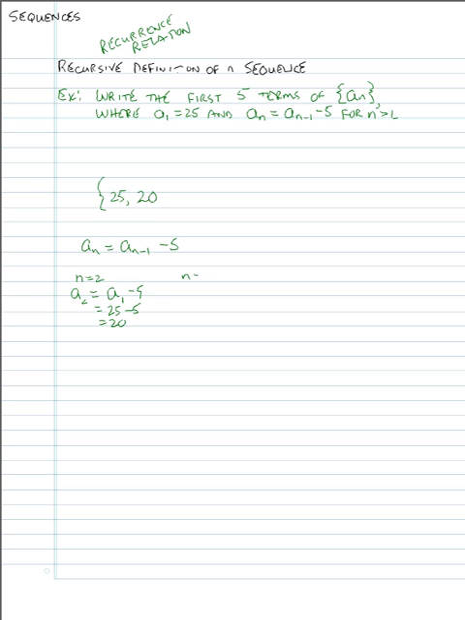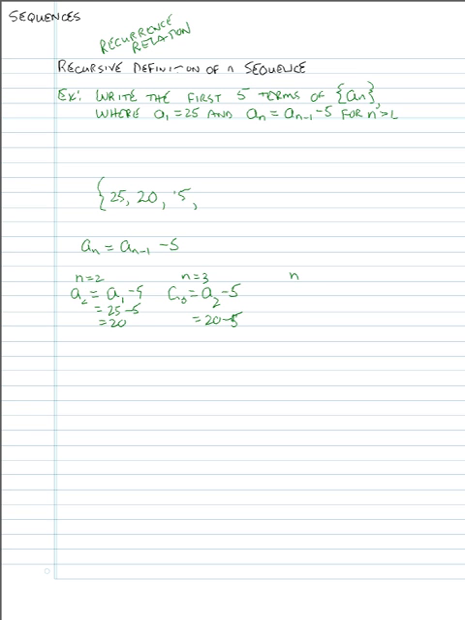Now, if we want to know the third term, this is a pretty easy one to figure out. That would be a sub 3. But to calculate a sub 3, we have to know the term right before it, the term that is 3 minus 1. Okay, well, 3 minus 1 is 2, the second term. So a sub 3 is a sub 2 minus 5. And of course, we already know that a sub 2 from previously is a 20, and so we subtract 5, and that gives us a 15. So the third term is 15.